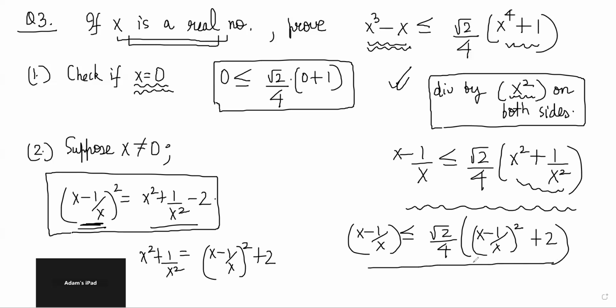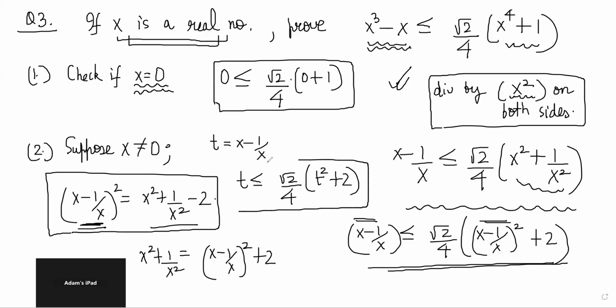And now it is natural to take this as a variable, since it is there on both sides. So let's call t equal to x minus 1 by x. The inequality that we want to prove is t is less than or equal to root 2 over 4 times t square plus 2. Do you understand what I'm saying? Okay, so I'll write that on the next screen: t is less than or equal to root 2 over 4 times t square plus 2. That is what I want to prove.